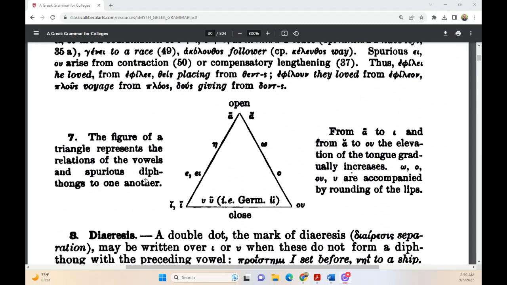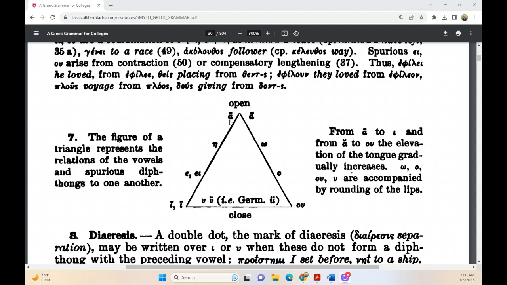Now we move on here to Article 7, and we've got this interesting diagram. It's a little strange to understand what this diagram is trying to show us. But notice we have this triangle figure, and then we've got the Greek vowels written around this figure: iota, epsilon, and the diphthong epsilon iota, eta, long alpha, short alpha, omega, omicron, and the diphthong ou. So we've got this triangle. At the top of the triangle we read open, and down at the bottom we read close.